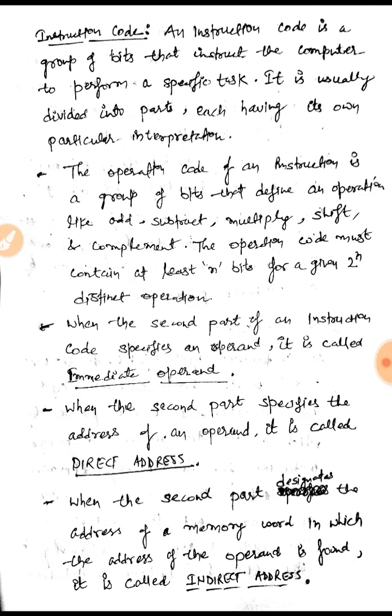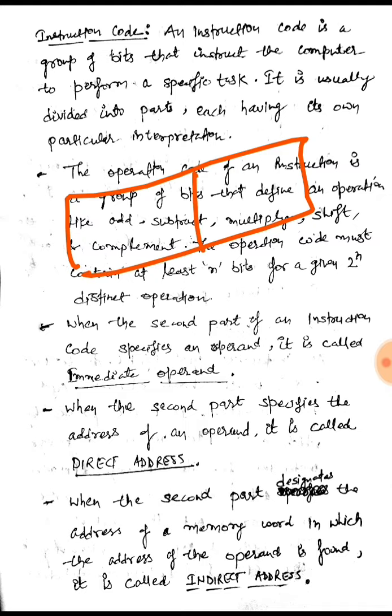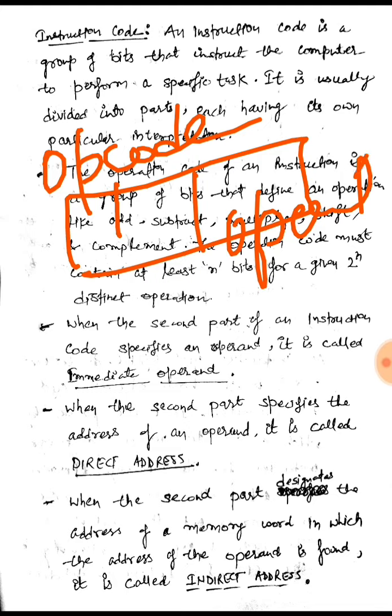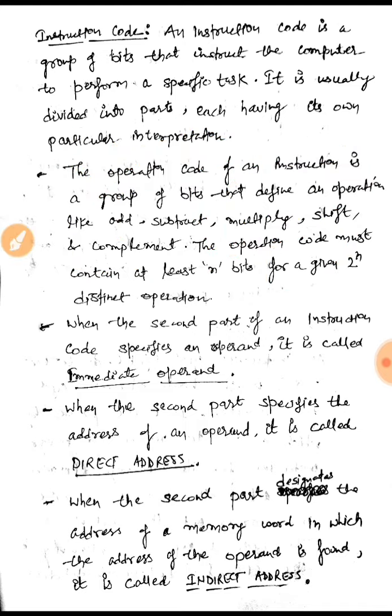If the second part of an instruction code specifies an operand, it is called an immediate operand. For example, if we are taking only two parts, that is opcode and operand, and the second part of the instruction code specifies an operand, then it is called an immediate operand.